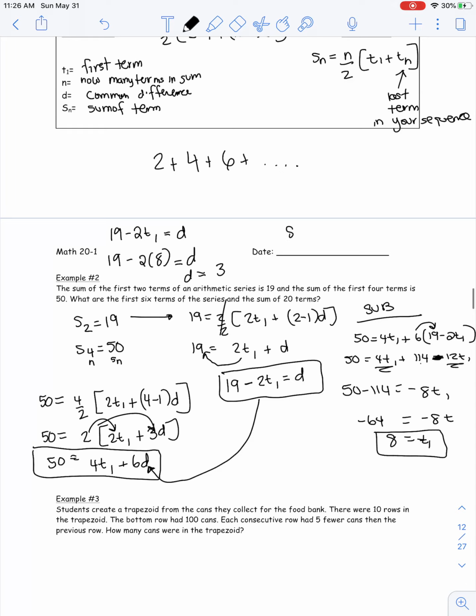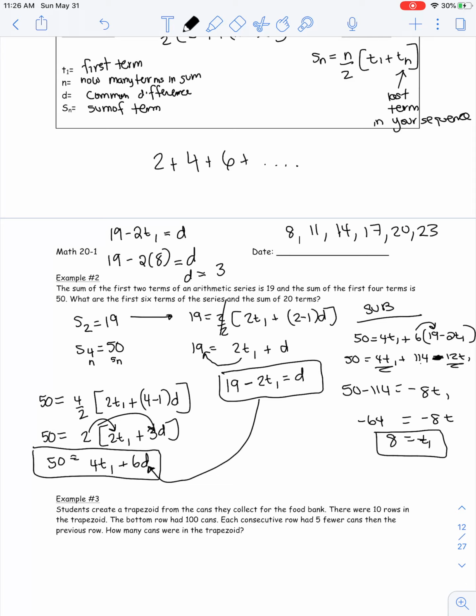For our common difference, we can find the first 6 terms of the sequence, where it's 8. Our next term would be plus 3, so that would be 11. Then we have 14 if we add 3, and we can keep adding 3 until we have the first 6 terms, and that was answering one part of the question.